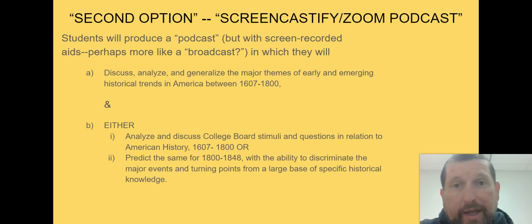One, you're going to discuss, analyze, and generalize the major themes of American history between 1607 and 1800. That would be to say the first 3 time periods of the APUSH curriculum. And secondly, a further choice embedded here, you're going to either analyze and discuss and answer some College Board-like questions based on the first 3 time periods, or you're going to predict some of what will be witnessed in time period 4, which we already began discussing in class. So I want to walk you through those specifics now.